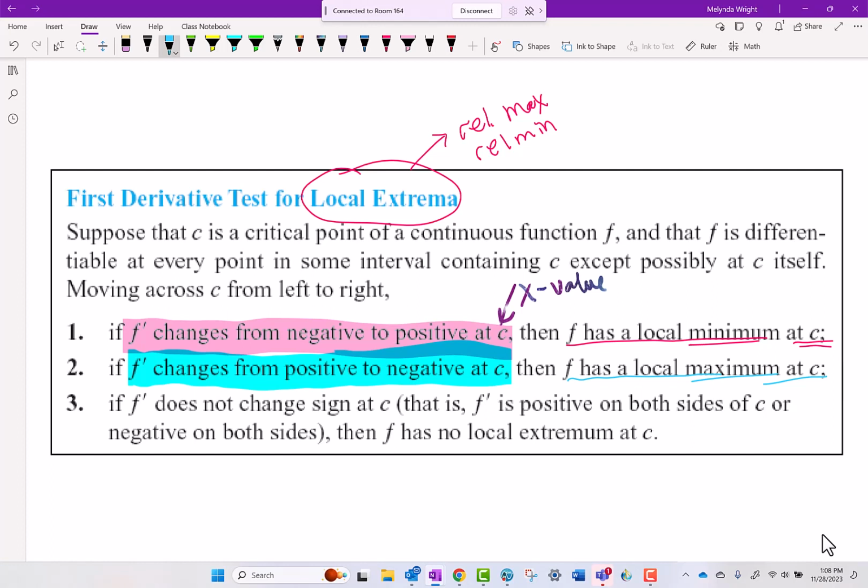The last part of this test is the only other option available, and that is if f prime does not change signs at that x value c, then it has no local extrema. Okay, so there are three parts to this test. We have to really pay attention to what f prime is doing. Is it changing signs or is it not? So now let's investigate that on the graph that I have over here on the side.